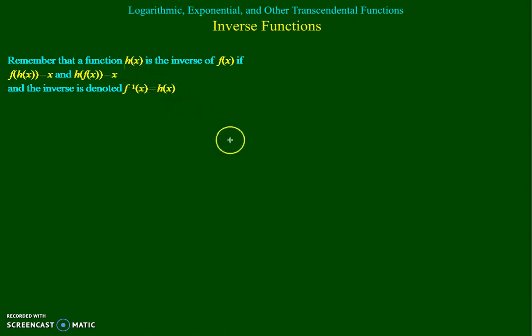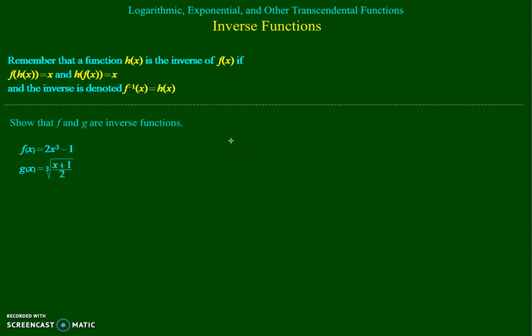So let's take a look at how we use that. What we're going to want to do here is determine that f and g are inverses of each other. So you're going to do the composite f of g of x and verify that it comes out to x, and g of f of x and verify that it comes out to x. So why don't you give that a try and then start the video back up in a second.